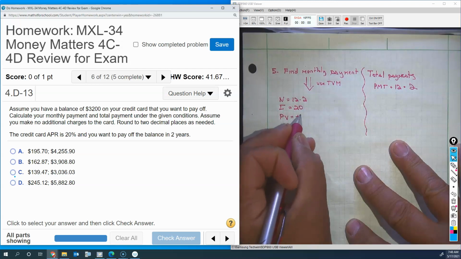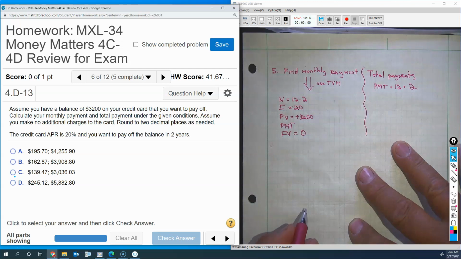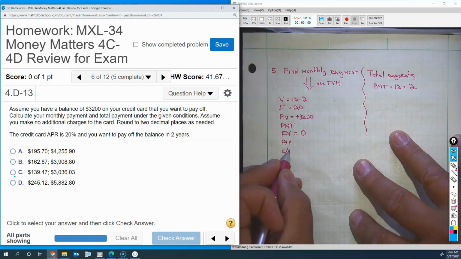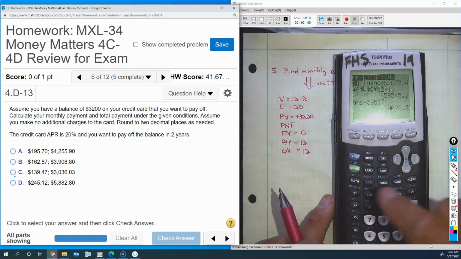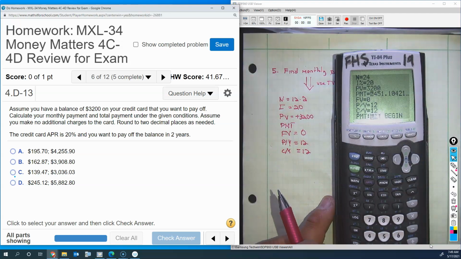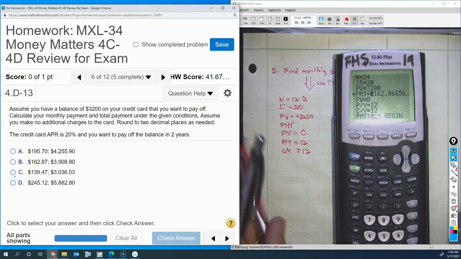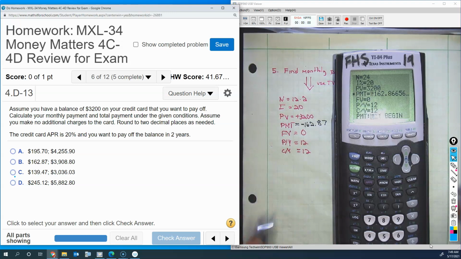PV is positive 3,200. Then what's next? PMT. We want to pay it off, so we put 0. And these are both 12. The rest is good. Alpha, enter. And I have to make a payment of $162.87.